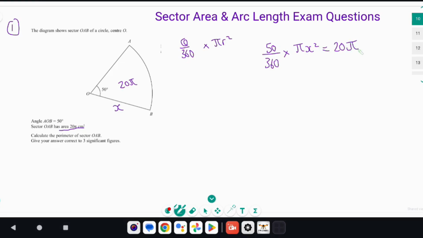Now here, you can actually divide both sides by pi, which just gets rid of the pi. So divide by pi, divide by pi. Just put what I've done here and we're working out, which gives us 50 over 360 times x squared equals 20. I'm going to times both sides by 360.